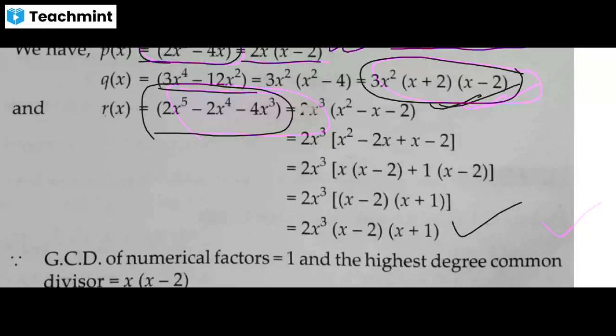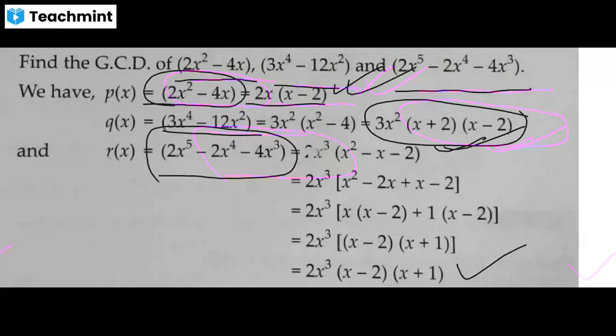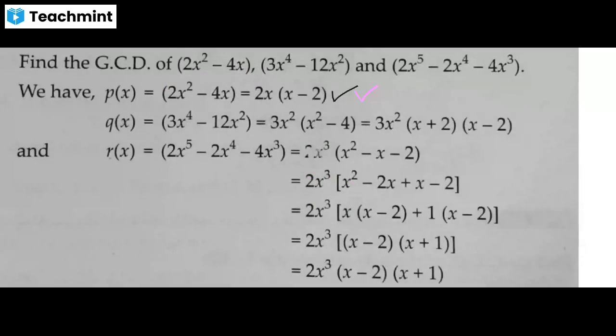So remembering how to find the GCD, start checking the common factors. Which factors are common? Okay. Now here we can see all. After factorization, these are all in product forms. 2x into x minus 2 in the first polynomial. Second polynomial, we have 3x square into x plus 2 into x minus 2. The third one, 2x cube into x minus 2 into x plus 1.